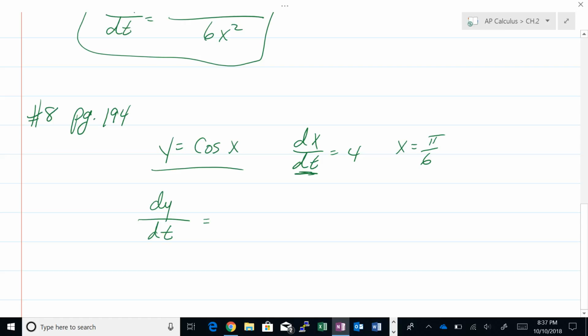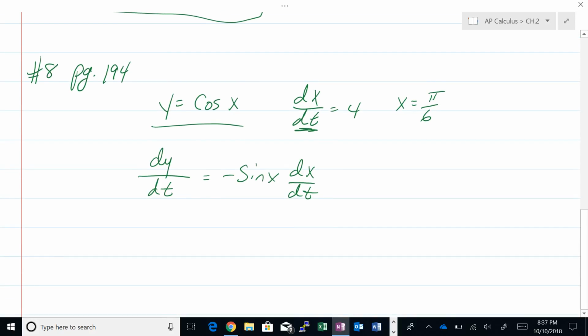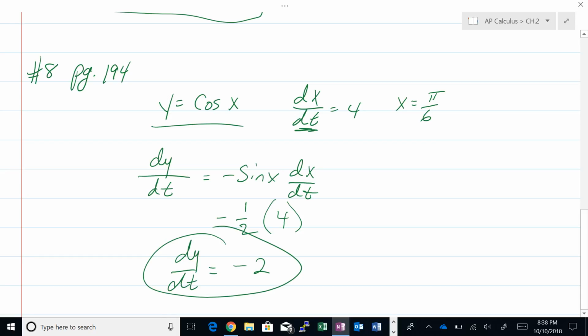dx/dt. And then, sorry, I was looking at the directions, what they were wanting. All right, and then the derivative of cosine is negative sine of x dx/dt. All right, when we plug everything in, sine of 30 is what? 1/2, okay? And dx/dt is 4. So that would be negative 2. That's what dy/dt is, okay?